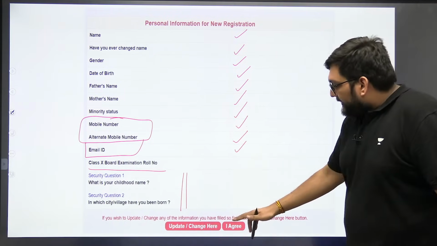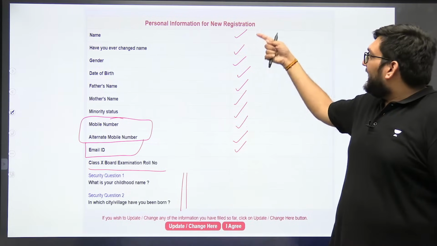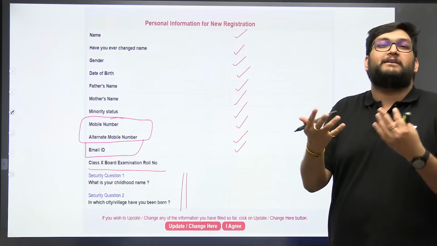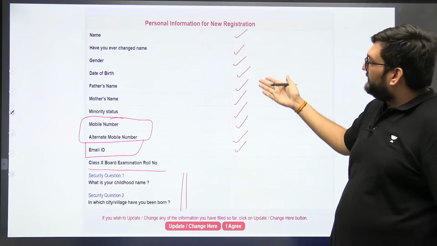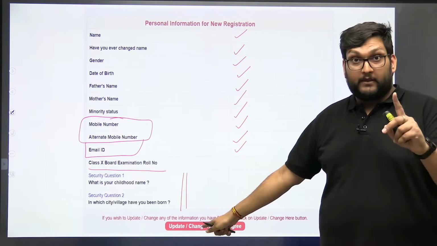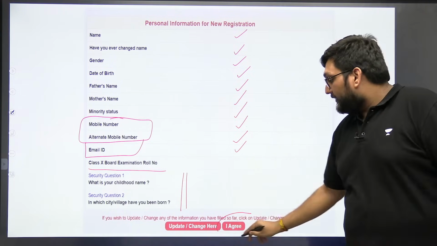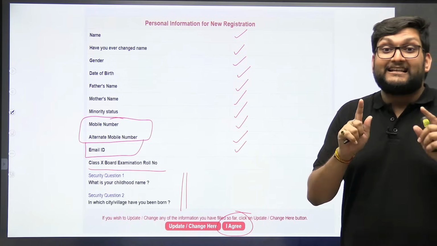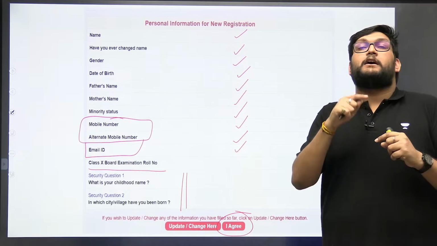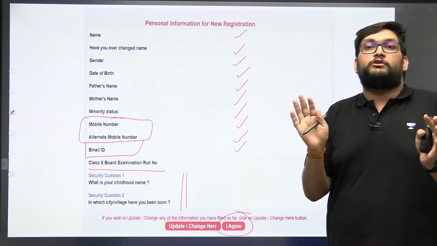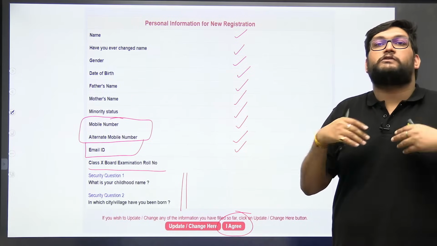Now there are 2 options. If you think any of this is wrong, if by mistake, you were distracted, somebody distracted you, and you have filled this wrong, you can still update and change it here. However, once you click I agree, then there is no chance. Then there is no chance. It used to be the case, but UPSC has brought in a new concept, which I will tell you later. But I'm not going to tell you right now how you can change it, because I don't want you to go through that process.